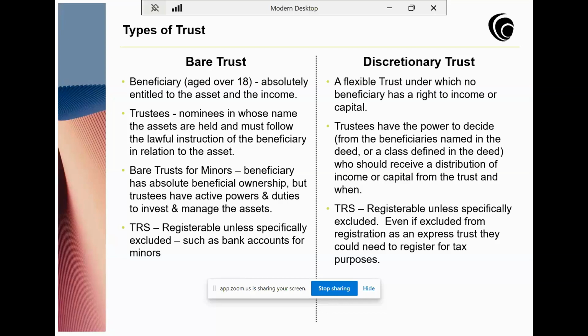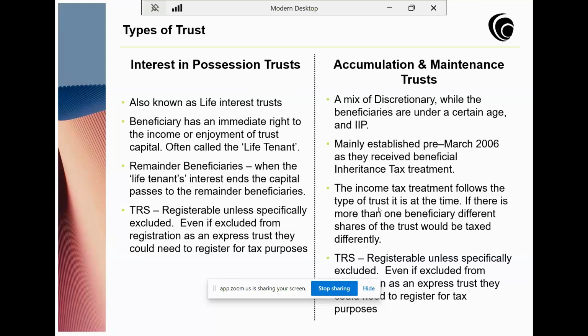We then have interest in possession trusts. The beneficiary of this is normally known as the life tenant. During their lifetime, they're entitled to the income as it arises. After the life tenant dies, or if the life interest is terminated during the life of the life tenant, the capital of the trust will pass to the remainder beneficiaries, and these can be either individuals outright, or it can stay in a discretionary trust or another type of trust.